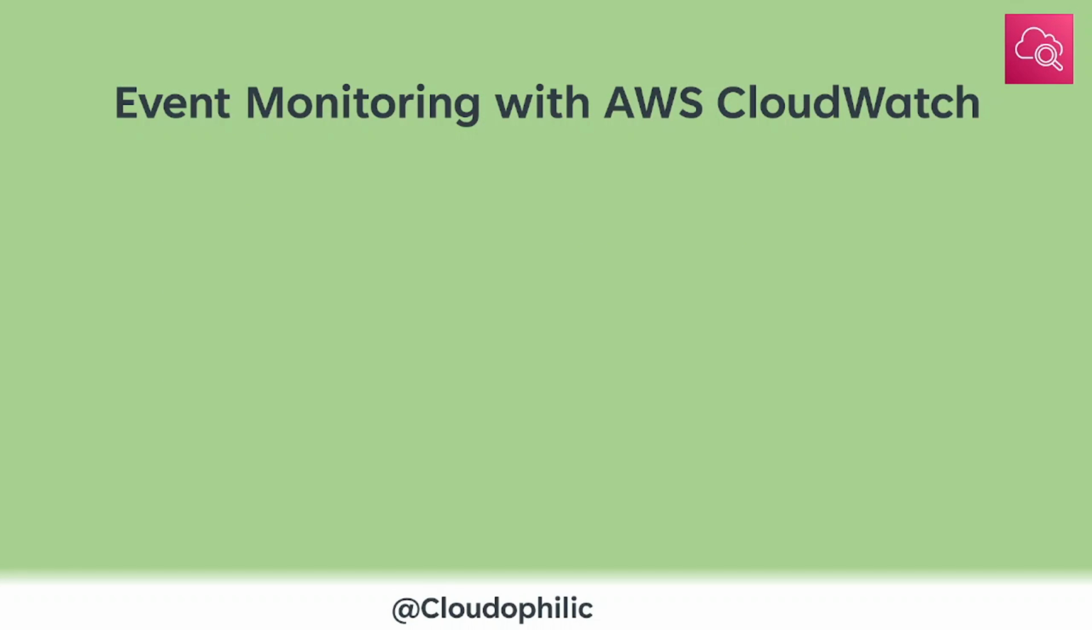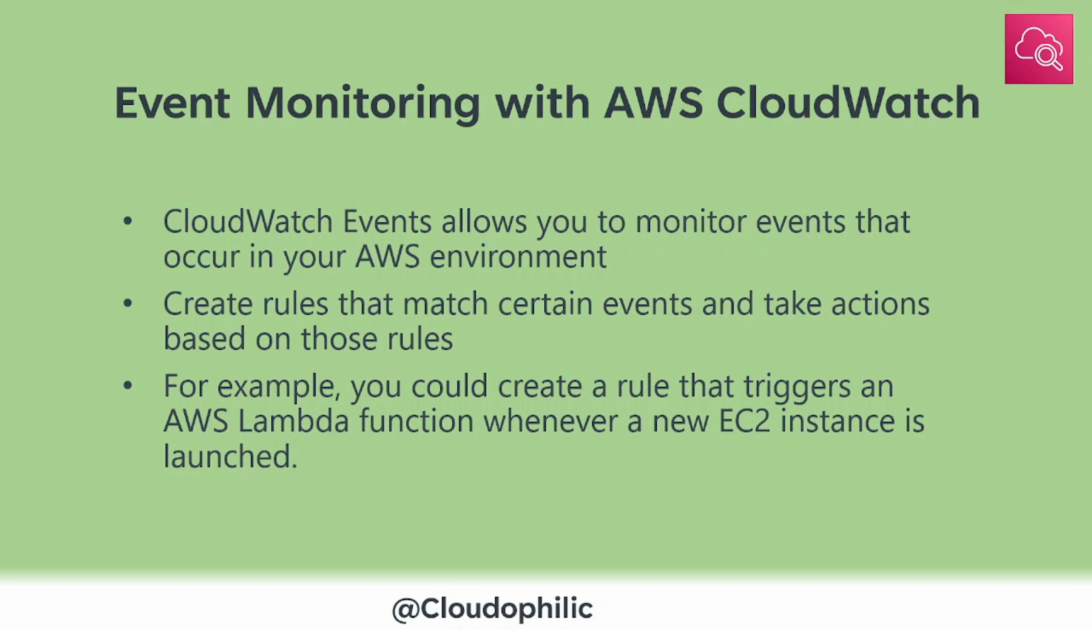Event monitoring with AWS CloudWatch. CloudWatch Events allows you to monitor events that occur in your AWS environment. So we can create rules that match certain events and take actions based on those rules. Like you could create a rule that triggers an AWS Lambda function whenever a new EC2 instance is launched.